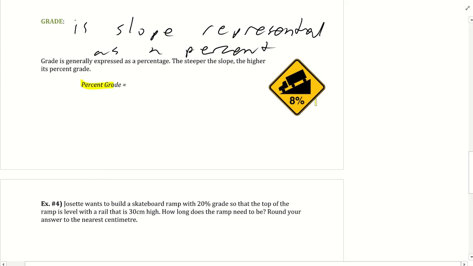Percent grade, right? Like this is 8%. So the way that would look is that would be 8, so our rise would be 8 over 100. That would give us 8%. So again, understanding fractions and percents and decimals is really important to this unit, and making sure that you understand it all there.